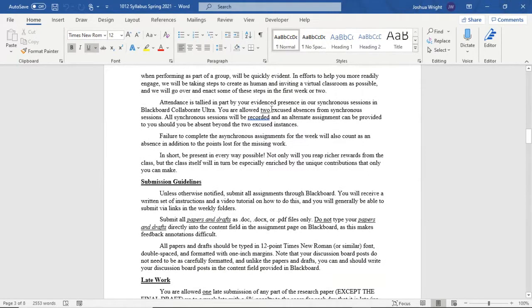So attendance is tallied in part by your evident presence in our synchronous sessions in Blackboard Collaborate Ultra, as I just outlined. You are allowed 2 excused absences from synchronous sessions. So you can miss 2 of our, so to speak, in-person classes. All of our synchronous sessions will be recorded, and should you miss more than 2 synchronous sessions, I will give you that recording and an alternate assignment per your request, right?